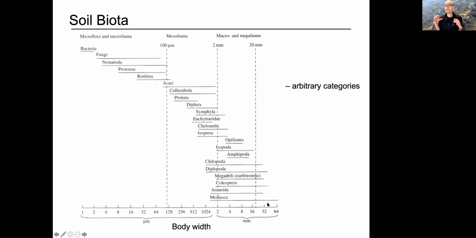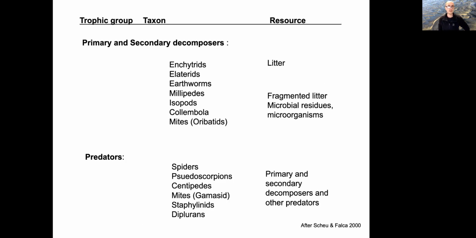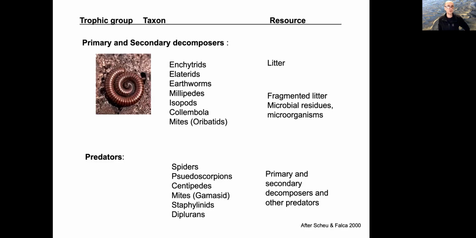So when we're talking about megafauna here, this is still pretty small. We're going from the mesofauna of 0.1 millimeter to something that is 20 millimeters. So these are still tiny little organisms. And all of these have a role to play in processing that detritus, that dead material. So here's some examples. Here we have things like millipedes. Here we have isopods. You probably played around with these as a kid. We call them roly-polies.